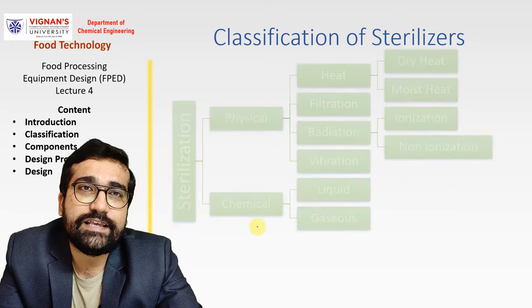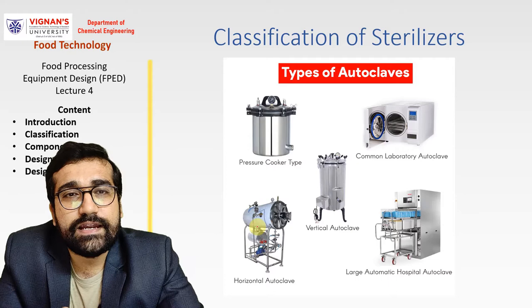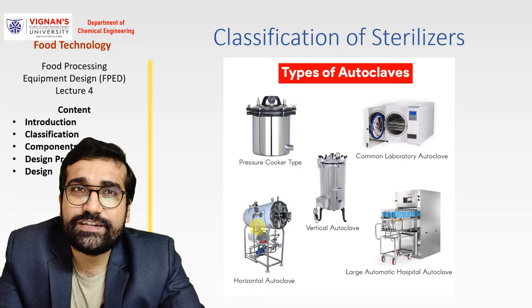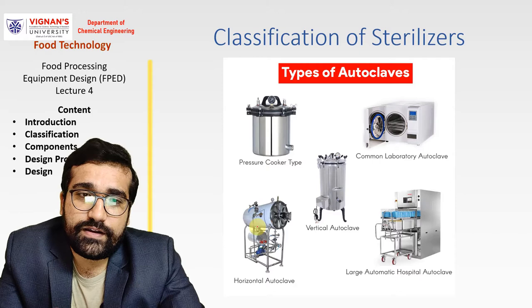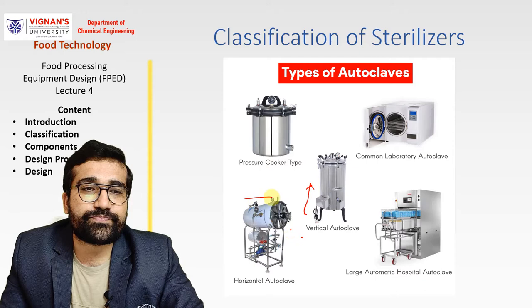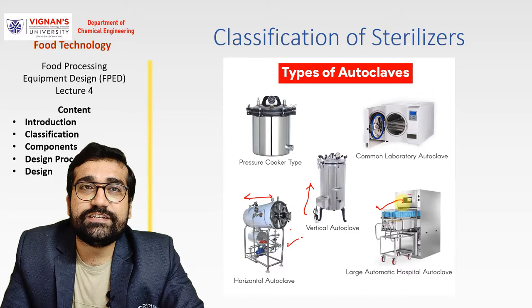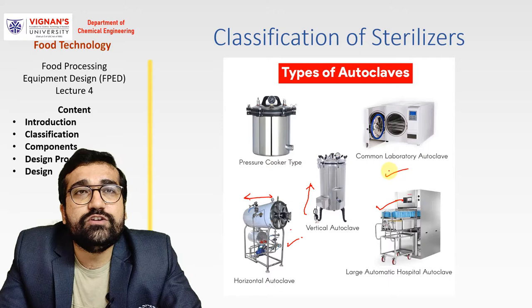Now the next are the components of the sterilizer. Sorry, before that we have another type of sterilizer that is based on the geometry or shape. Pressure cooker is a very common example of a sterilizer. There are vertical sterilizers, which are vertical in shape, and horizontal sterilizers, which are horizontal in shape. We call it an autoclave: vertical autoclave, horizontal autoclave, pressure cooker. In the medical industry, we use large types of sterilizers to sterilize medical equipment. In the food industry, we mostly go for microwave or steam type sterilization.